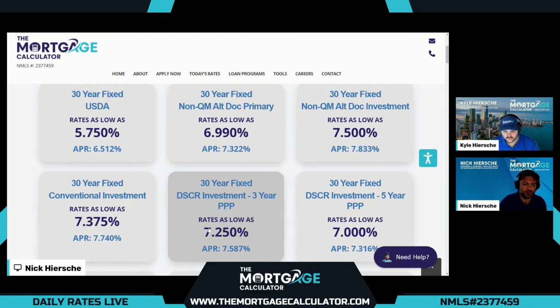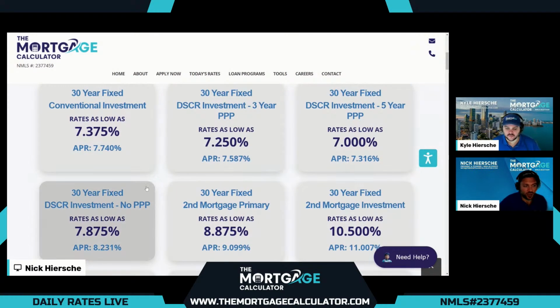Rates as low as 7.25 today, final APR 7.587. Notice that's better than conventional, which is absolutely amazing, to use the DSCR option, which is better than conventional. Most investors prefer this even when it is more expensive. And we can sweeten the deal with a 5-year prepayment penalty. Some programs do allow us to do a 5-year option, which sweetens the rates a little bit. 7% rate, final APR 7.316, which again blows conventional out of the water.